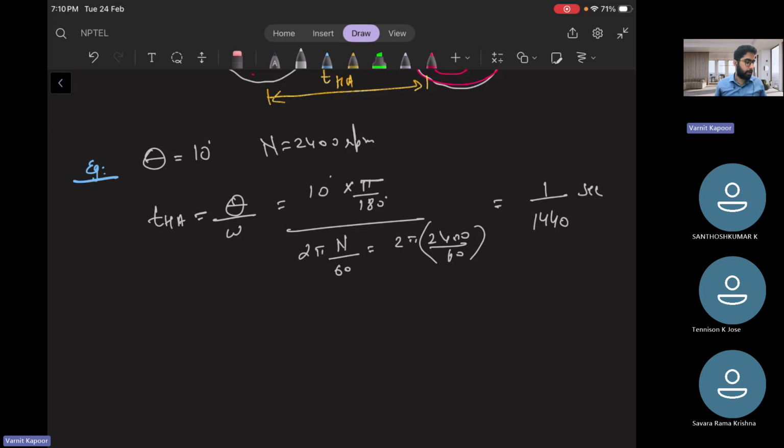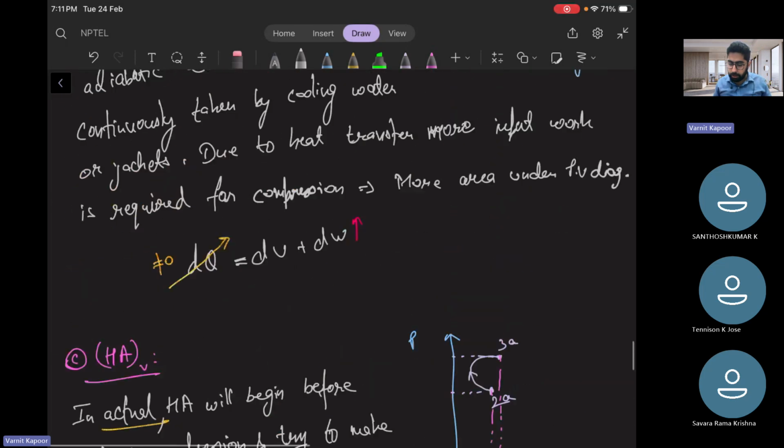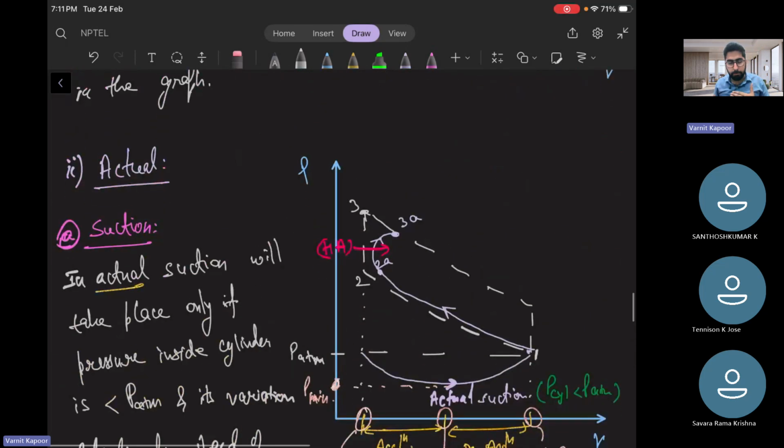Okay. The next process is the actual expansion process. Fourth process D, actual expansion. The expansion is the same as compression, and compression is a process which is work absorbing. Work is being absorbed.